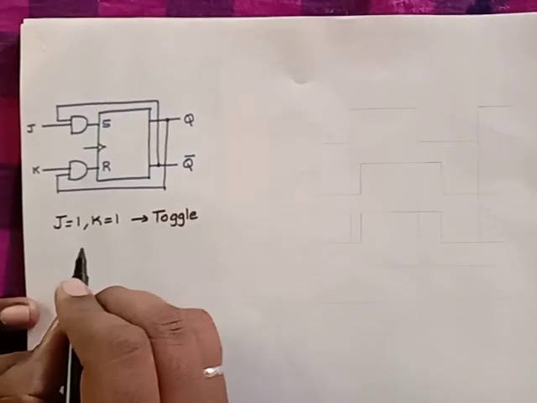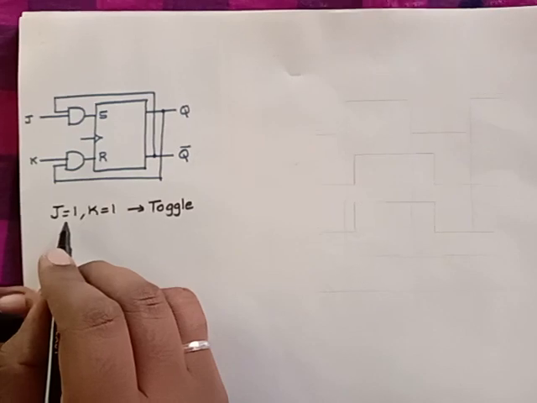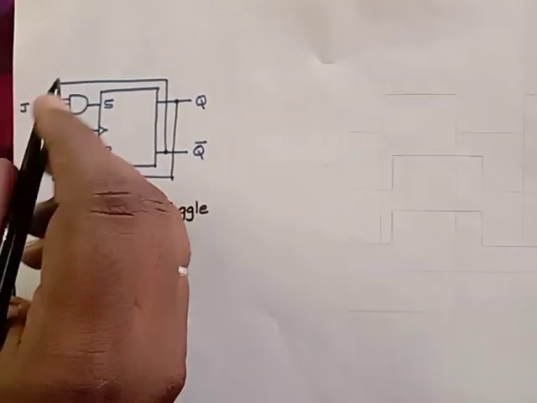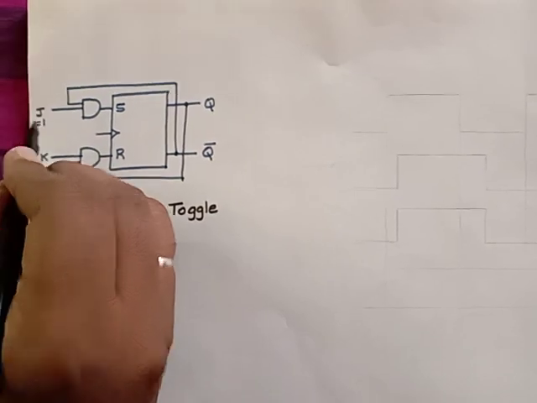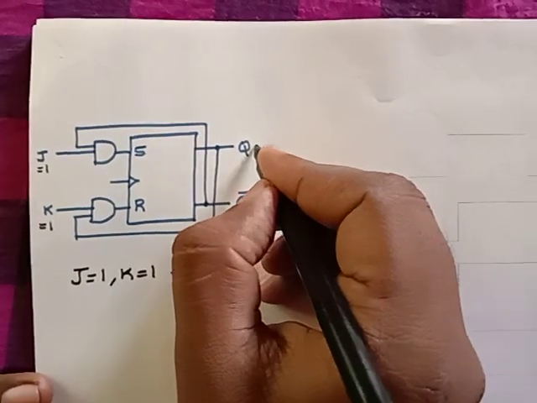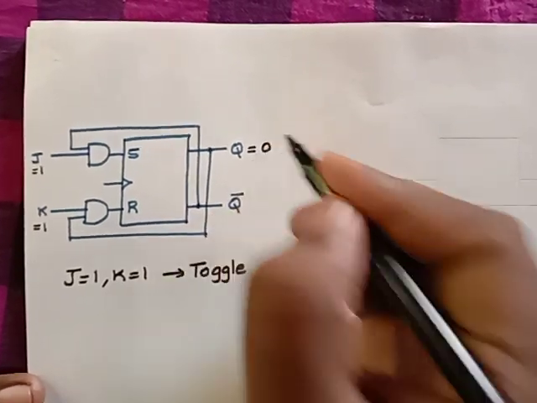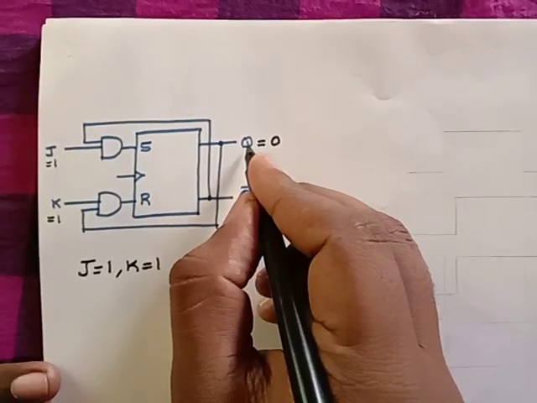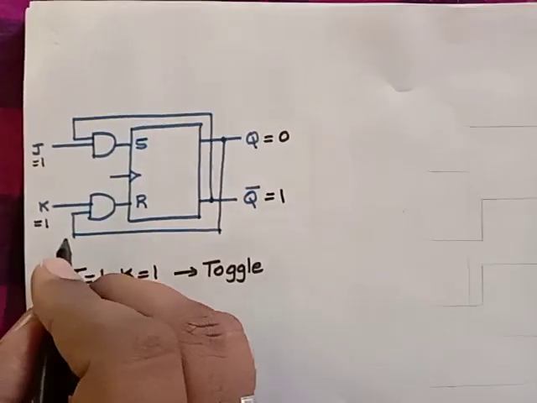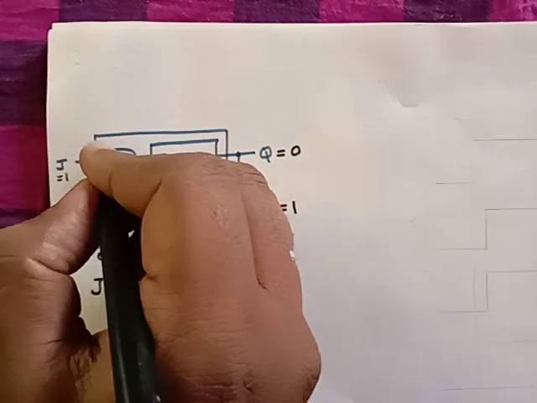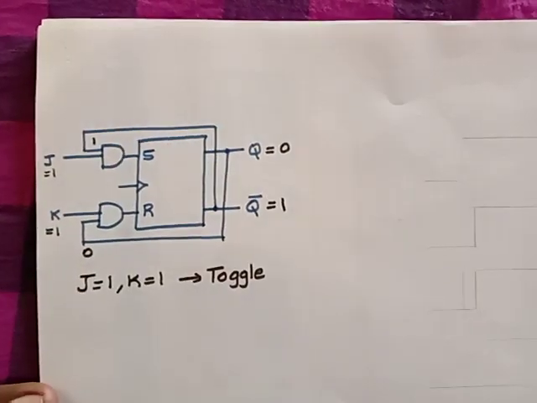Now we'll see what is the problem we face when we give J equal to 1 and K equal to 1 in a JK flip flop. Now assume that I am going to give J equal to 1 and K equal to 1, and let me take the present state. Let me assume the present state to be 0. So Q bar will be equal to 1. So when I assume Q equal to 0, the 0 will come over here and this Q bar will be coming over this point, right?